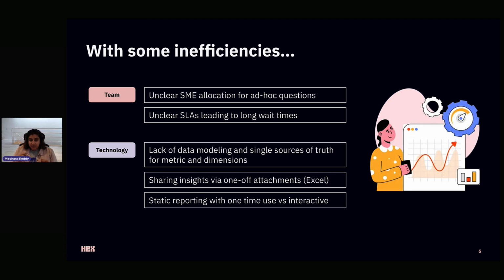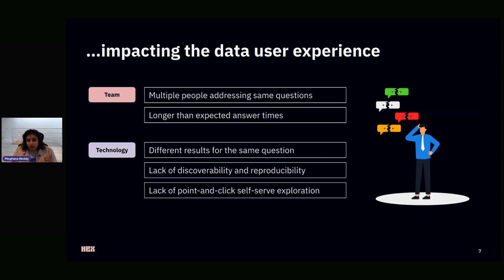The whole idea was to be able to move as quickly as possible and not worry about things being repeatable. So with that sort of mode of operation, what that meant was, from a team perspective, without clear SLAs and clear SMEs, inevitably you have multiple people not only answering the same question, but taking different amounts of time to answer the question, and not always answering the question consistently, right?